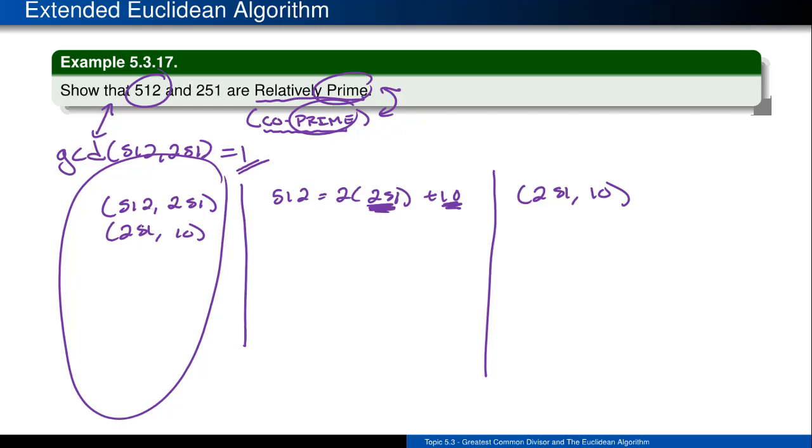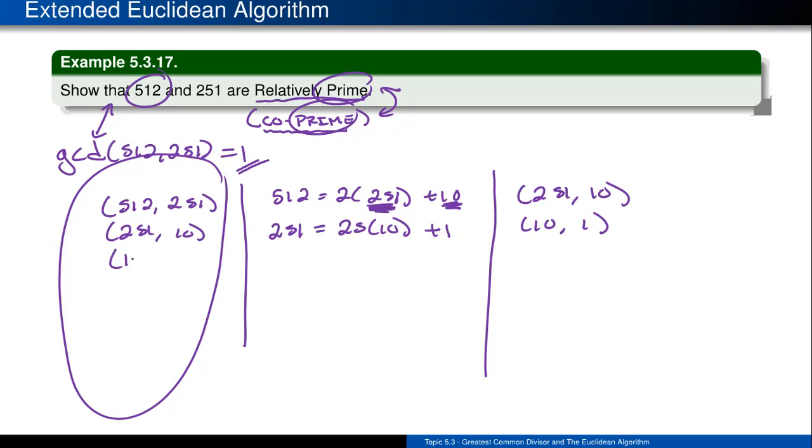I'm going to run this division algorithm one more time. So I'm going to look at 251 and the number 10. How many times does 10 go into 251? In this case, that's 25 times, because 25 times 10 is 250, and then I'm going to have a remainder of 1. So here's my 251, there's my 25, there's my 10 with my little remainder of a 1, which in this case gives the pair 10 and 1.